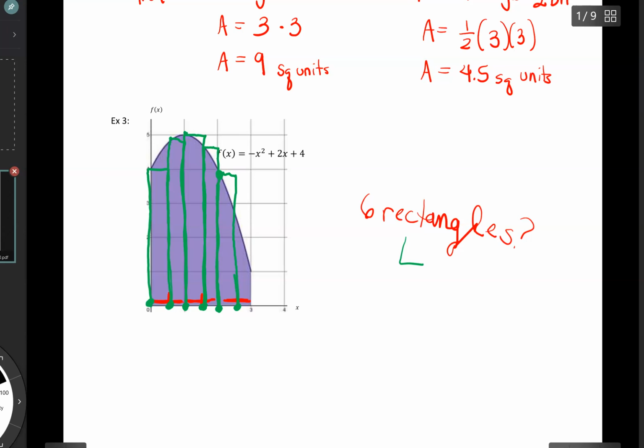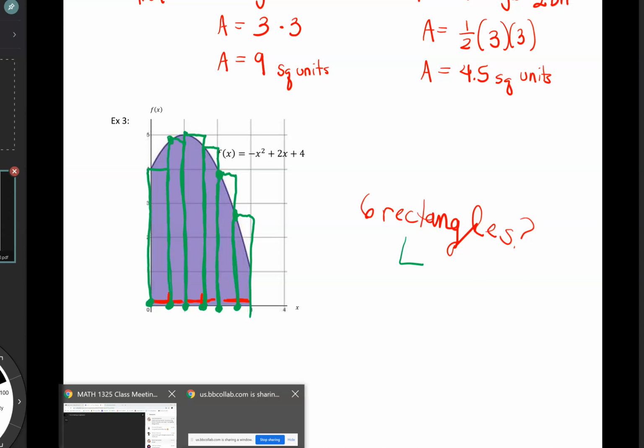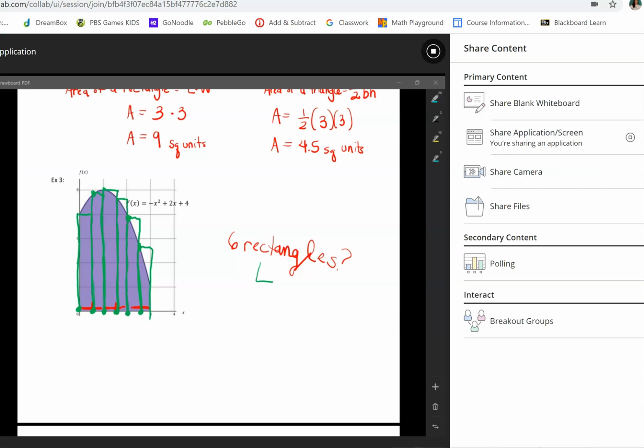What's happening to my estimate? Yeah, compared to before, I'm wasting less space. And I know that's kind of hard to see with what I drew, so I have Desmos for you. There's a link built into your notes. If you have them open on your screen, you can click it, or you can just follow along with me real quick. I'm going to show you this idea of using more and more rectangles.